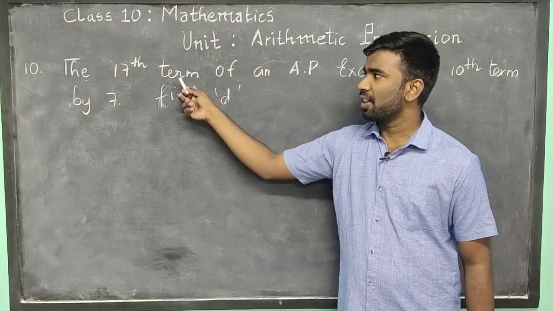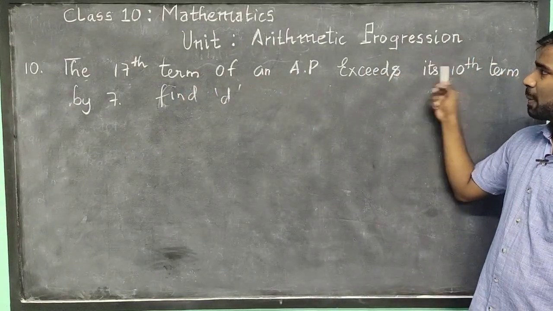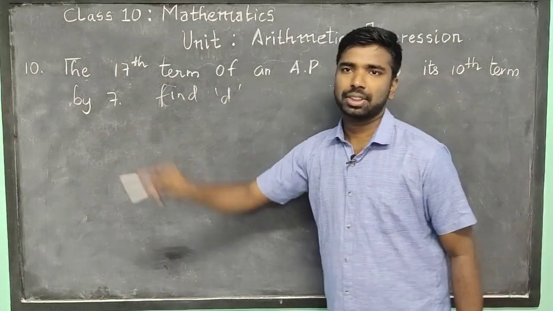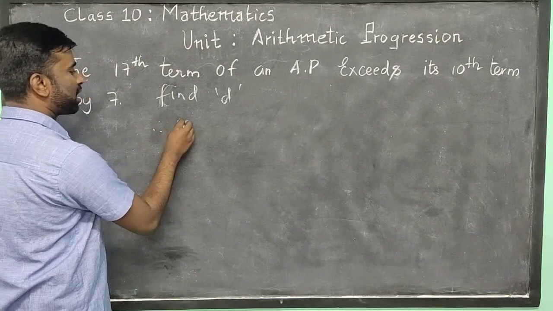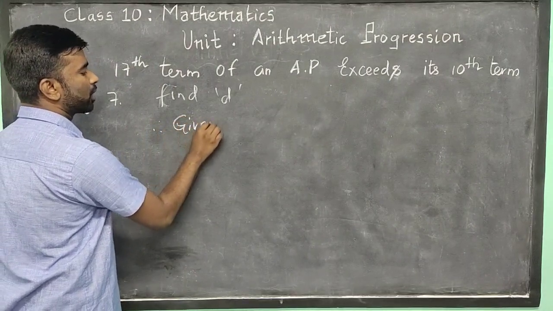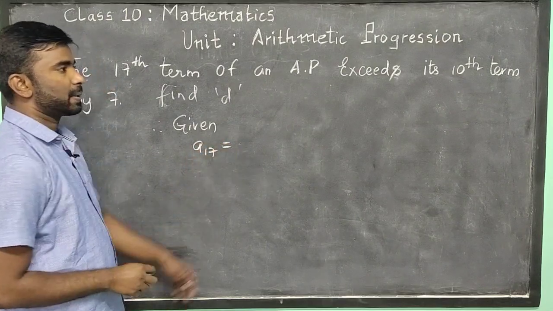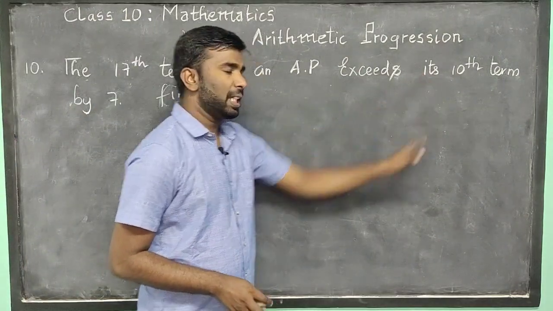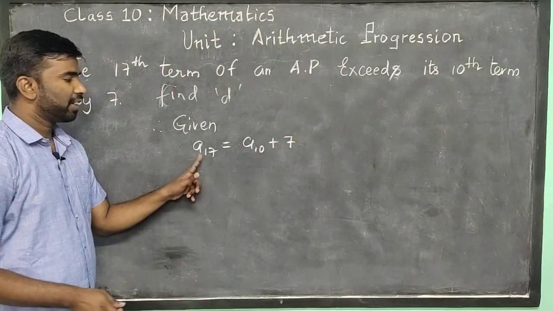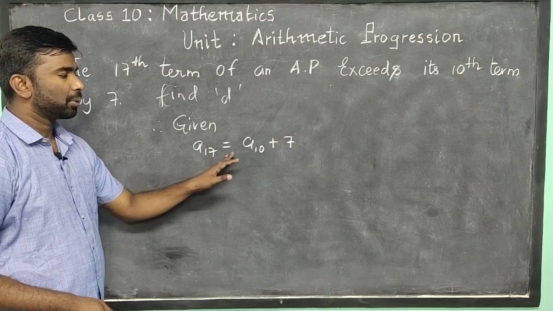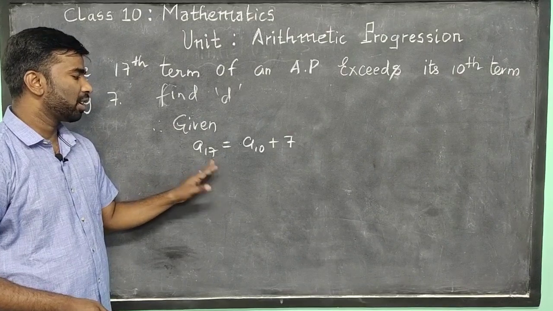That means the 17th term is equal to the 10th term plus 7. Exceeds means you should add. Therefore, the given condition says that the 17th term is more, that is, exceeds the 10th term by what? 7. The 17th term is equal to A10 plus 7. This is the given condition.